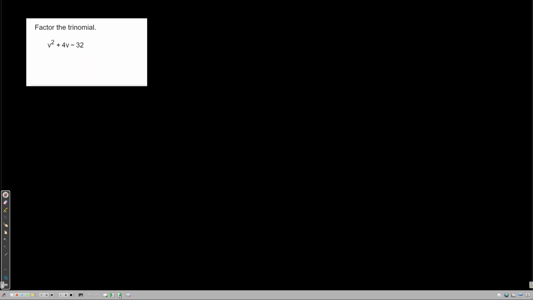Factor this thing. They say trinomial. That's imprecise. What they really mean is it is a quadratic. Quadratic: the exponent on the largest variable term is a square. That's a quadratic. You wouldn't launch off on one of these processes just because it's a trinomial having 3 terms. You launch off on one of these processes when it's a quadratic.